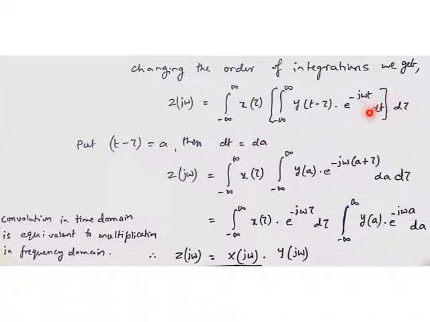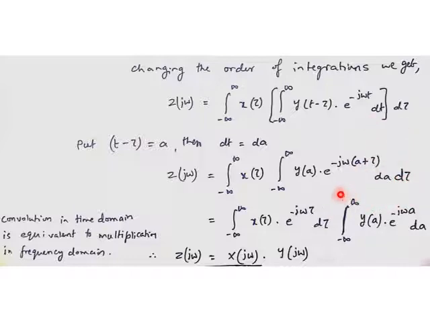So dt is replaced by dA, and t minus tau is replaced by a. In the exponential term we have t, so t needs to be replaced by a plus tau. This is the change after replacing t minus tau equal to a. So Z of j omega is the outside term as it is, integration from minus infinity to infinity of x of tau, but inside the bracket, integration from minus infinity to infinity of y of a into e to the power minus j omega, instead of t we have a plus tau, dA instead of dt, and d tau as it is.